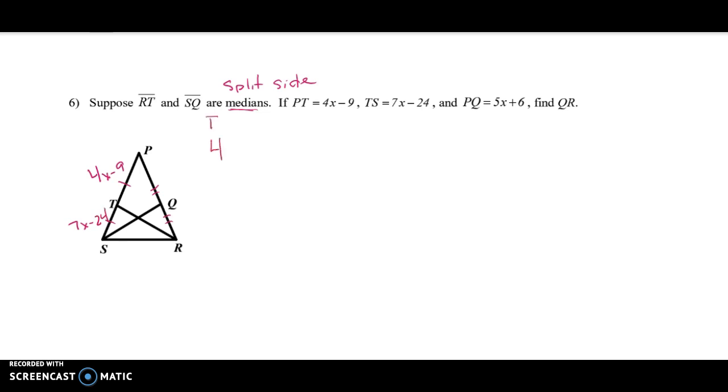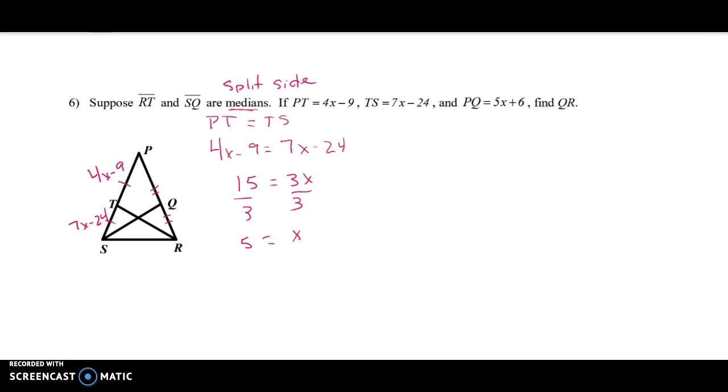So we know that PT equals TS. PT is 4x minus 9. TS is 7x minus 24. We solve this, we get 3x equals 15. Divide by 3, divide by 3, x equals 5. But that is not what they asked us to find. They asked us to find QR. So we're going to have to think about this a little bit more.